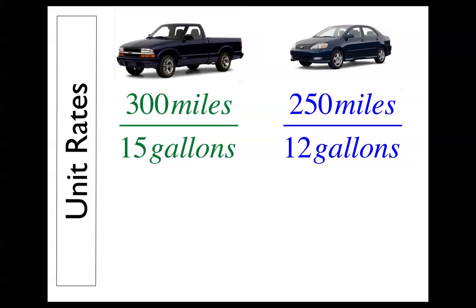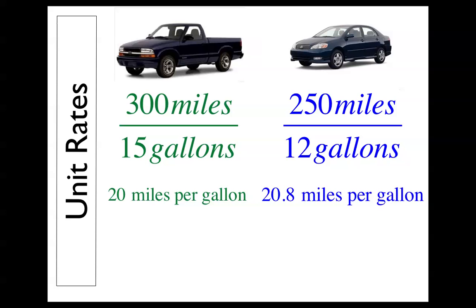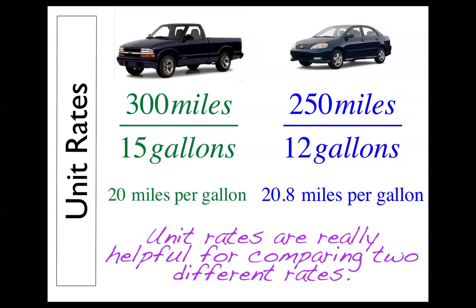Well, how do I figure this out? I use a unit rate. So I do top divided by bottom, which is 20 miles per gallon for the truck, and then top divided by bottom for the Corolla, which is about 20.8 miles per gallon. So which car is getting better fuel economy? Well, my Corolla is getting more miles per gallon, so every gallon of gas I buy gets me a little farther with my Corolla. And unit rates are really helpful when you're comparing 2 different rates. And they're really easy to do because all you have to do is top divided by bottom.